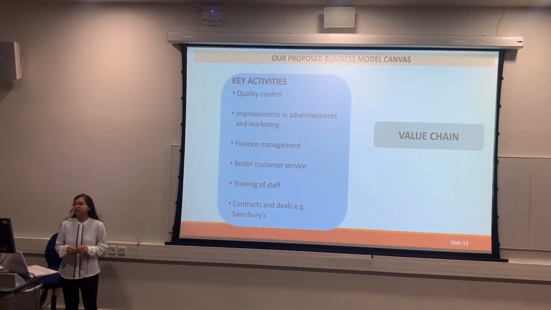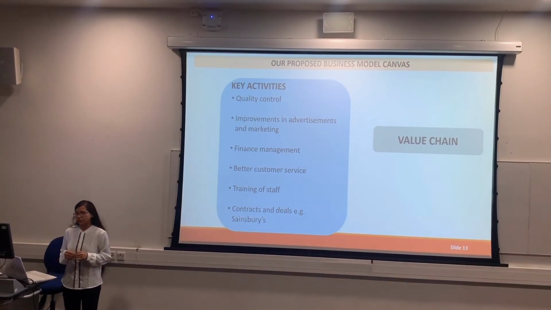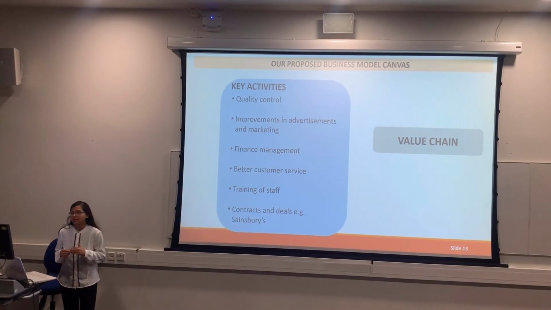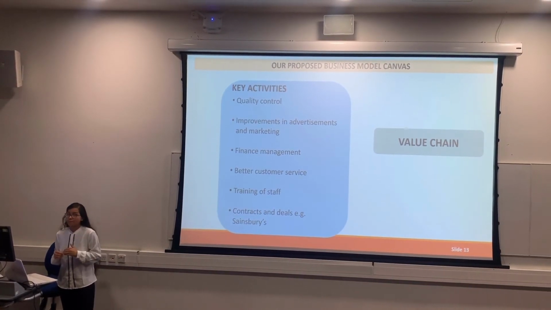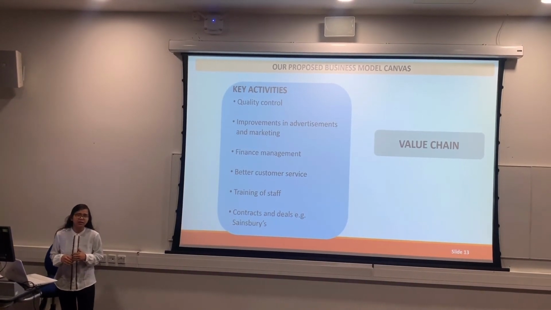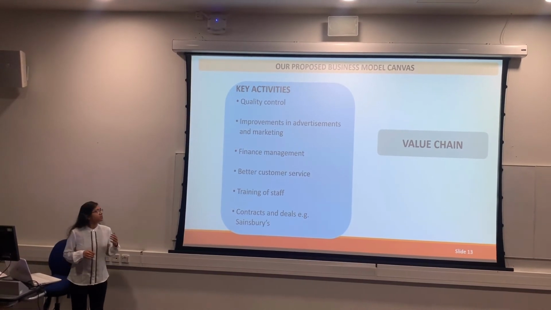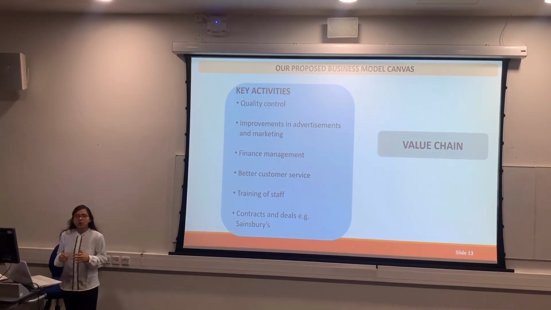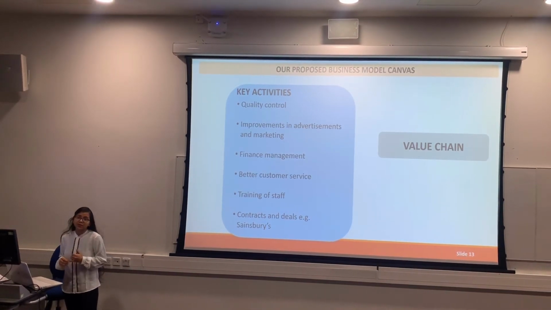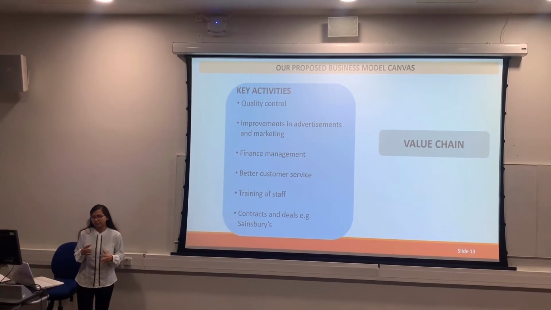Moving on to the key activities that they need to perform to sustain themselves in this industry. They have to maintain the same level of quality control that they have right now, but they need to improve their advertisements and marketing techniques to better themselves in the future. As already discussed, they have poor finance management and they need to improve on that. They need to better their customer service and also improve the training of staff.